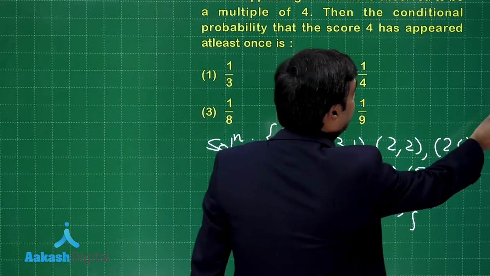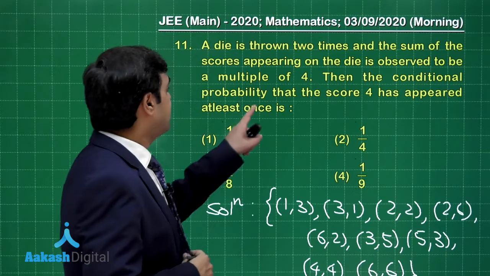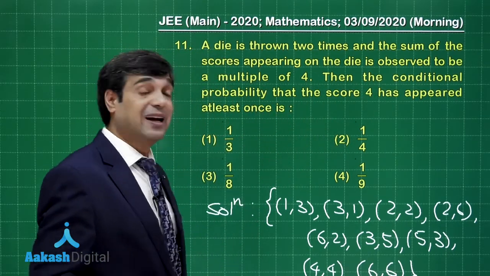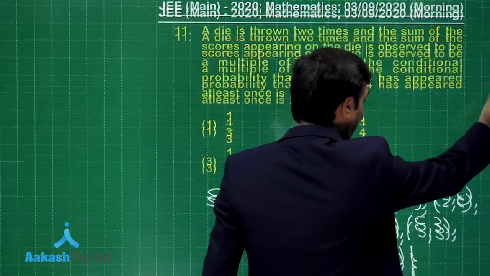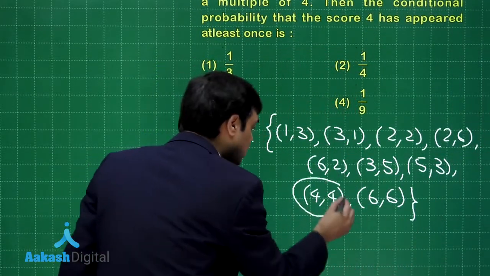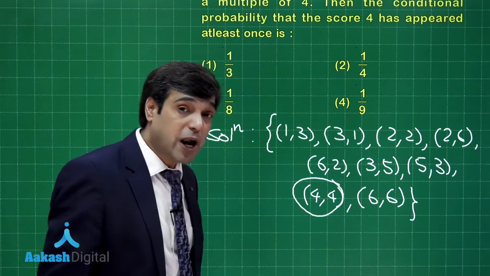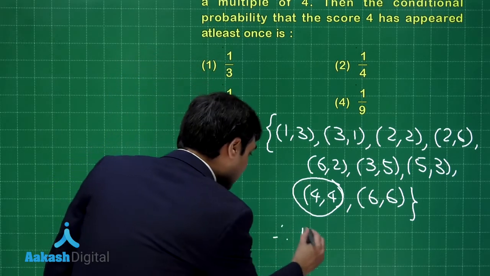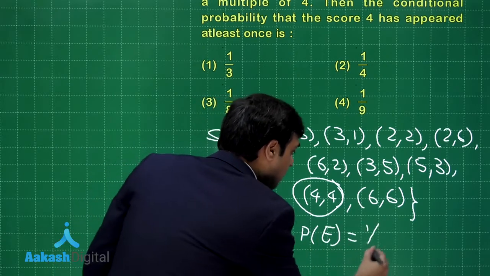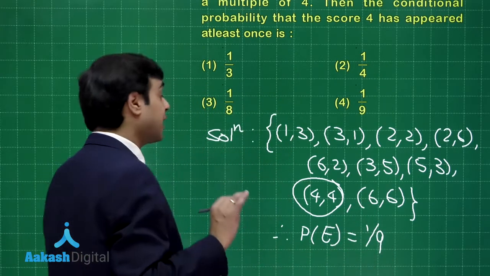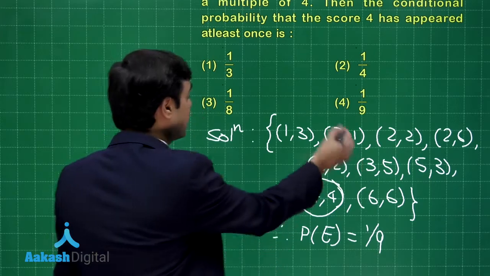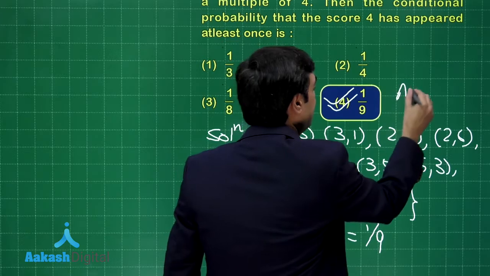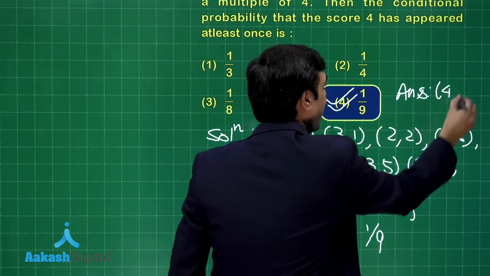Now let's read the question again. It says, find the conditional probability that the score 4 has appeared at least once. When you look at these 9 cases, you observe it is actually exactly once. So what is the required probability of getting at least one 4? This is clearly 1 by 9. Now look at the given options. 1 by 9, that is option number 4, is the correct choice. So let's mark and mention it as the required result.